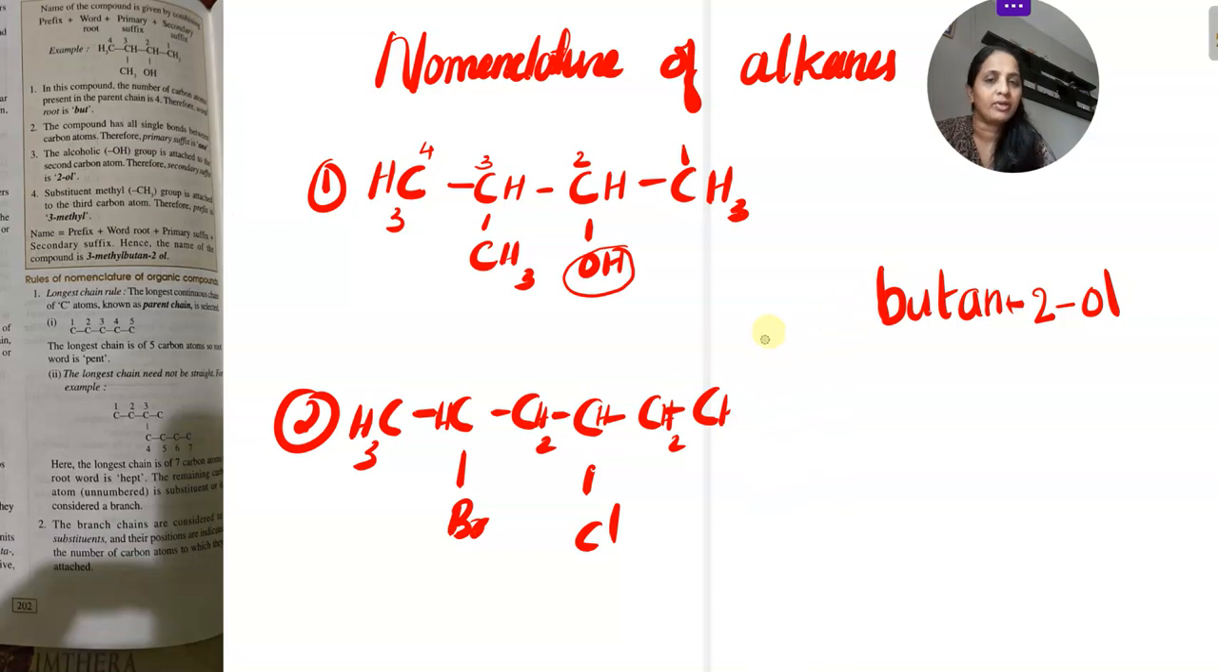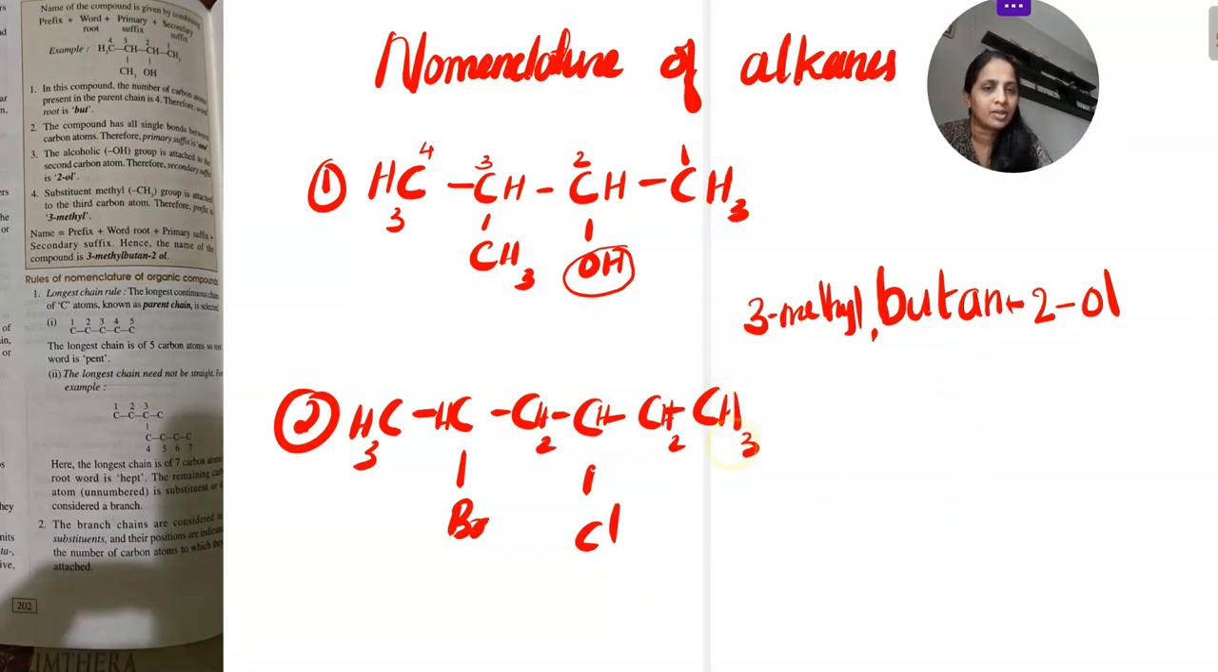But this is not finished. Before that, we have to add another substituent group. 1, 2, 3, the third carbon has a CH3 group. CH3 group means it is a methyl group. Methane is CH4; from there, one hydrogen is less, so CH3 is called a methyl group. It is an alkyl group. Its position also we have to write: 3-methyl. So 3-methylbutan-2-ol is the IUPAC name for this first compound. Hope you understood.